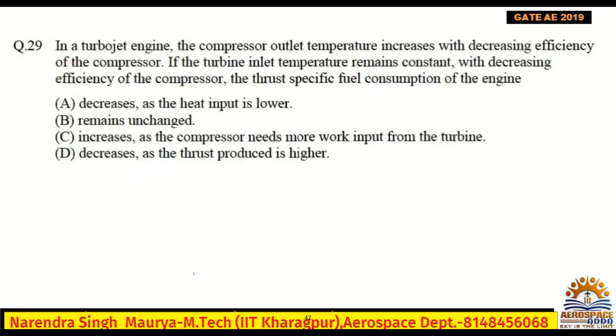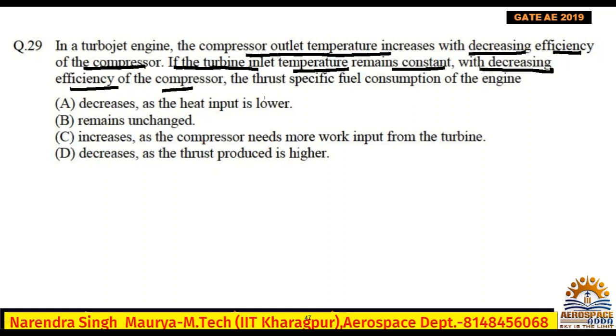This is problem number 29. In a turbojet engine, the compressor outlet temperature increases with decreasing efficiency of the compressor. If the turbine inlet temperature remains constant with decreasing efficiency of the compressor, the thrust specific fuel consumption of the engine.